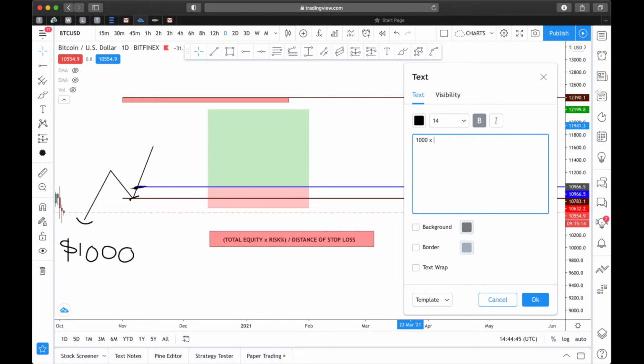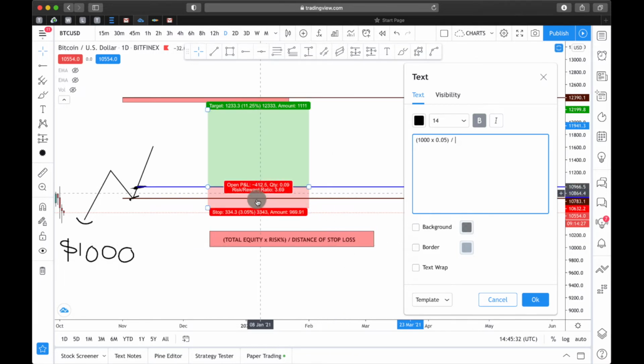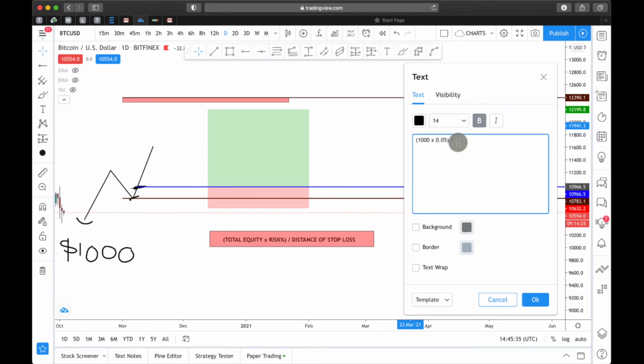So what is our risk per trade? Don't forget, your risk per trade is fixed, which is still 5%. So you don't want to lose more than 5% of your total capital per trade. Our risk per trade is 5%. So 5% is 5 divided by 100, which is 0.05. We already know our total equity, which is $1,000. We already know our risk per trade, which is 5%. 5% is 5 divided by 100, which is 0.05, right? So divided by distance of stop loss from entry. The distance of stop loss from entry is 3%. So 3% is 3 divided by 100, which is 0.03, right?